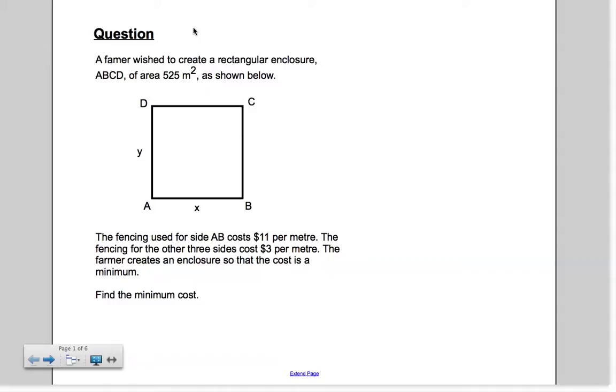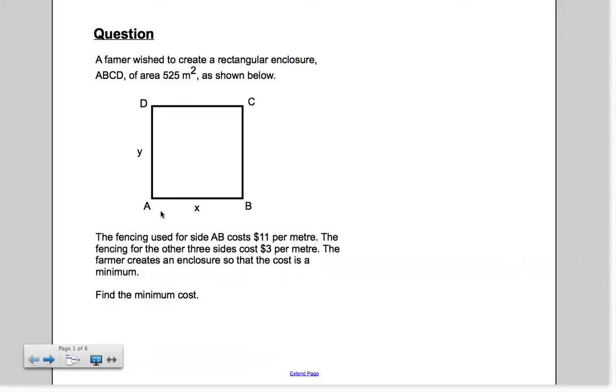Hello everybody, and today we're going to be doing the most awesome math question you've ever seen. Here it is. A farmer wished to create a rectangular enclosure, ABCD, of area 525 meters squared, as shown below.